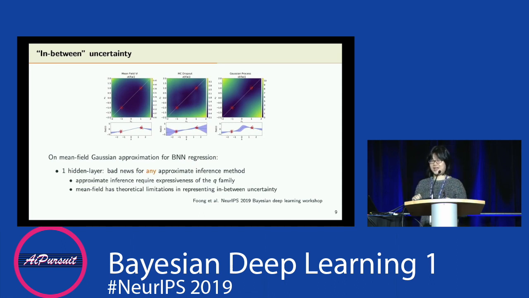flexible enough. So we did some mathematics, and we figured out that in the one hidden layer case, if you use mean field Gaussian approximation, then there are theoretical limitations that you cannot achieve. And this actually applies to any approximate inference method, not only the variational inference method. Okay, so this sounds like bad news.